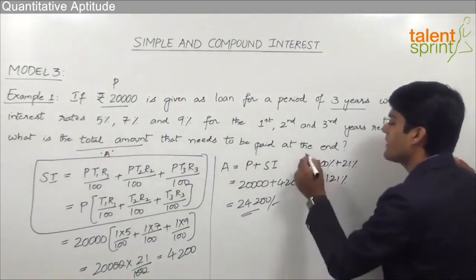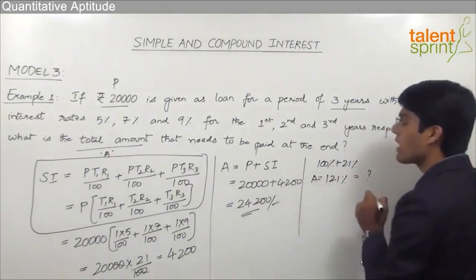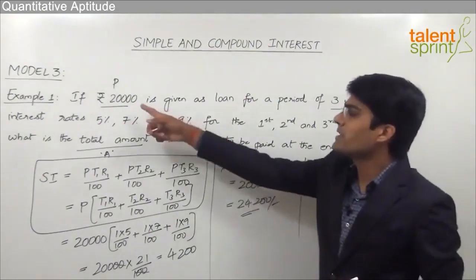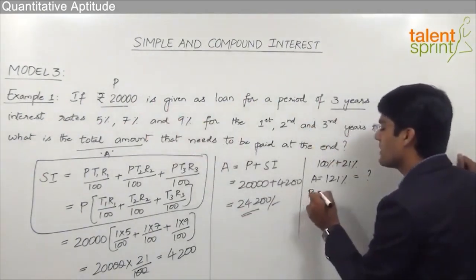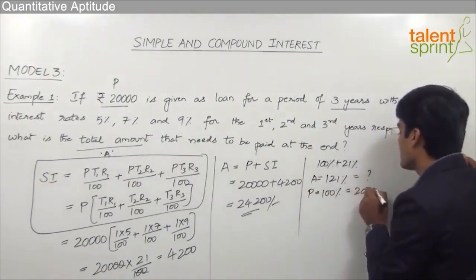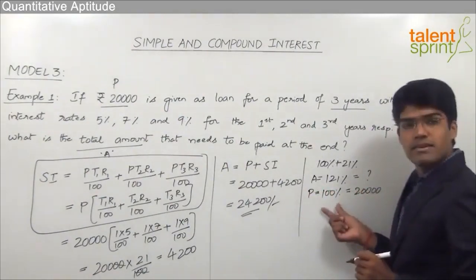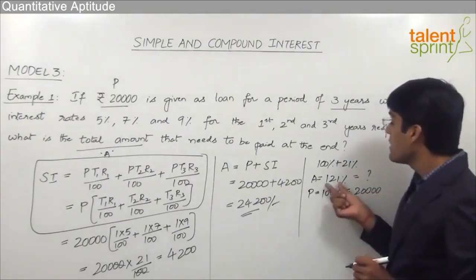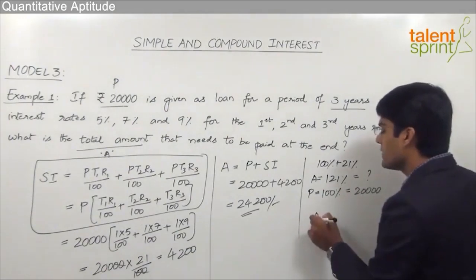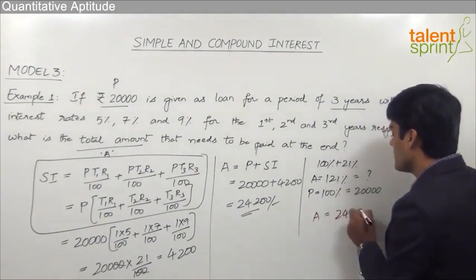Total amount 121%. So this should be equal to what? As the question says, what is the total amount? And we know that the principal is 20,000. So very clearly the principal always should be taken as 100%. That is equal to 20,000. So the point here is 100% is equivalent to 20,000. 121% is equivalent to what? By cross multiplication, we get the total amount as 24,200.